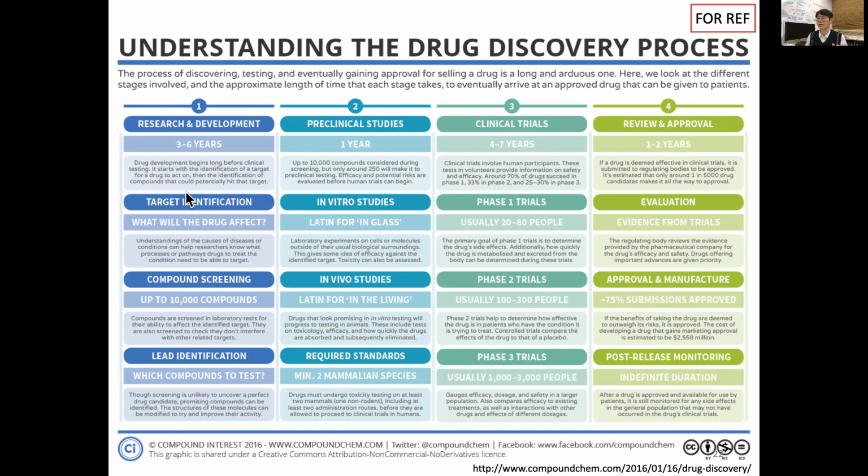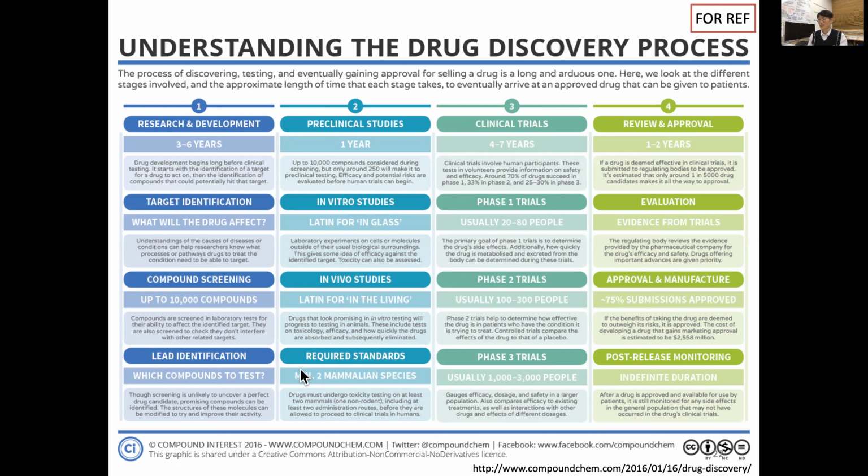In research and development, you can see target identification. Up to 10,000 compounds will be screened, and we will find the lead identification, which becomes the best chosen one. Then we will use it for preclinical studies, first in vitro studies with cells, in this case cancer cells, and after that, in vivo studies.